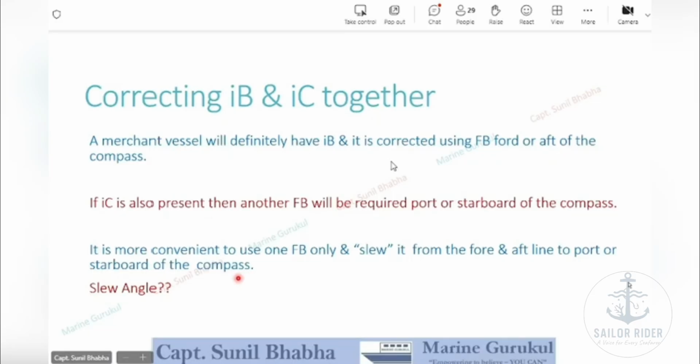So the fundamental of this correction is that we take a single flinder bar, instead of placing it forward of the compass, we slew it or we turn it in a direction which is opposite to the resultant of IB as well as IC. So once it is placed in that way, this single flinder bar is able to correct both these coefficients together.